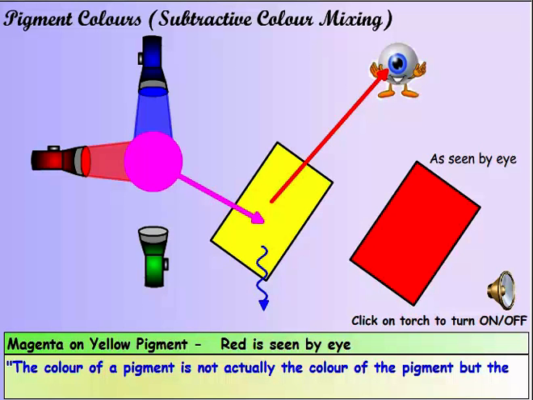The color of a pigment is not actually the color of the pigment, but a combination of colors reflected by the pigment. For instance, if all three torches are on, then white light is incident on the surface. We see the surface as yellow, since it absorbs the blue and reflects red and green, which form the yellow color. By clicking on the torches, you will be able to experiment with a combination of colors.